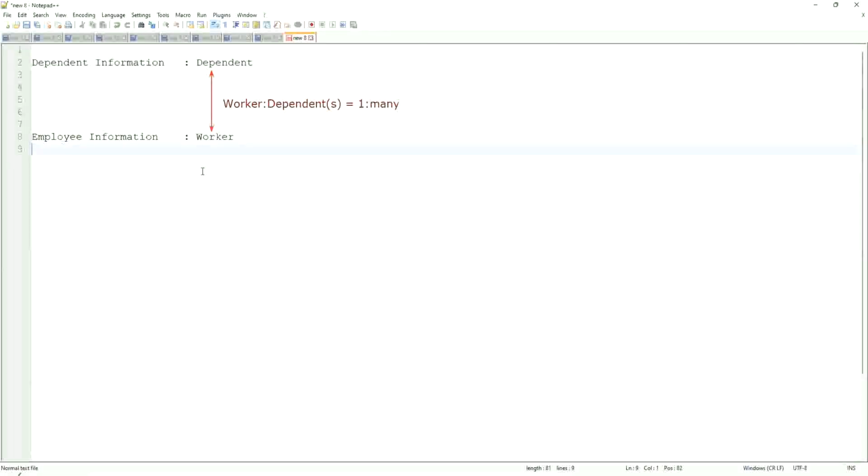Also sometimes what happens? You have to do some calculation for your integrations, for your EIBs, for your code connectors, where you have to get the information from the related business object and put it in the main or primary business object. Here, what we are trying to do is find out the age of the eldest dependent, the age of the eldest dependent of a worker.